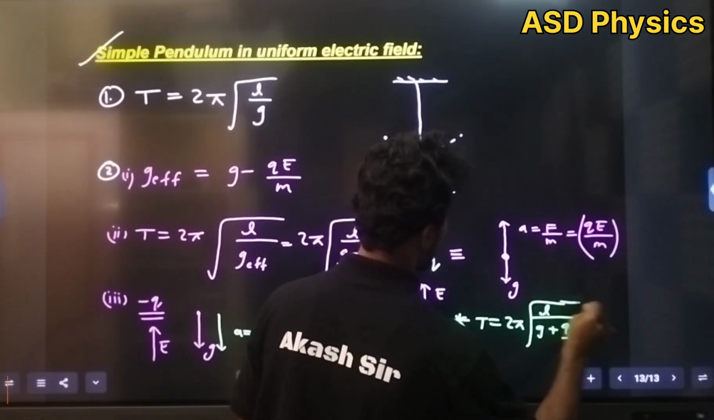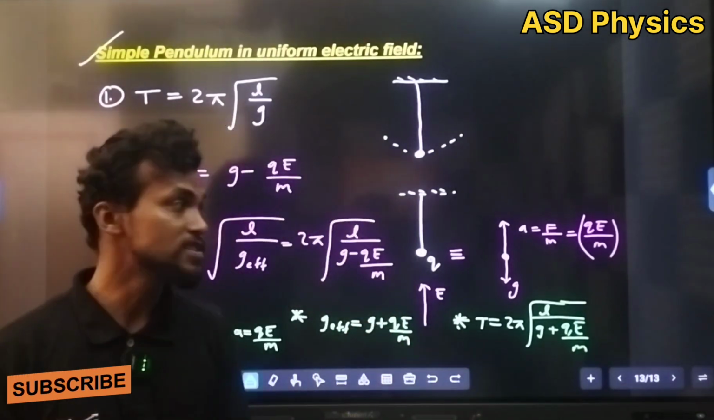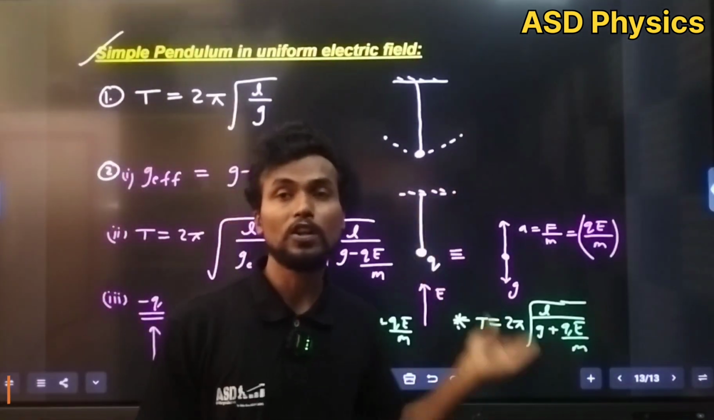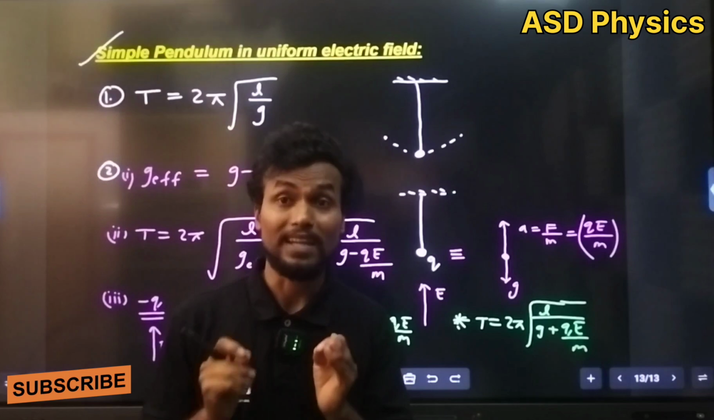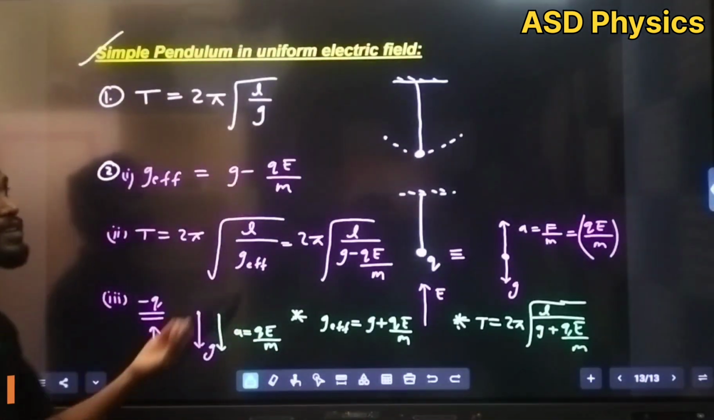So you have to be very careful whether positive charge is there, negative charge is there, electric field direction is upward or downward. Based upon that, the time period of the simple pendulum will change.